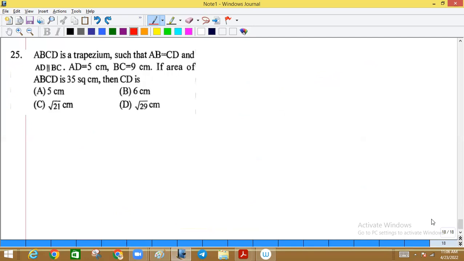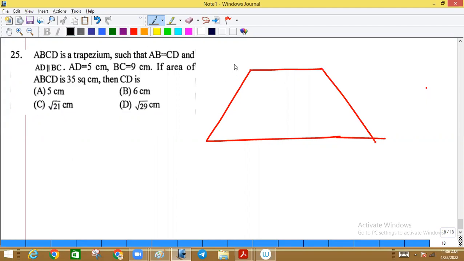ABCD is a trapezium such that AB is equal to CD and AD is parallel to what? BC. So AD is parallel to BC, how do you have to draw it? Name them accordingly, A, B, C, D. AD is parallel to BC, such that AB is equal to CD. What kind of a trapezium is it? Isosceles trapezium. And AD is 5, BC is 9. The area of ABCD is 35. Then what is CD?